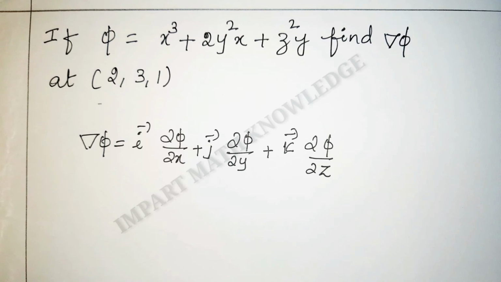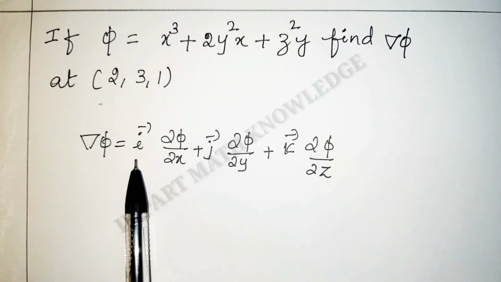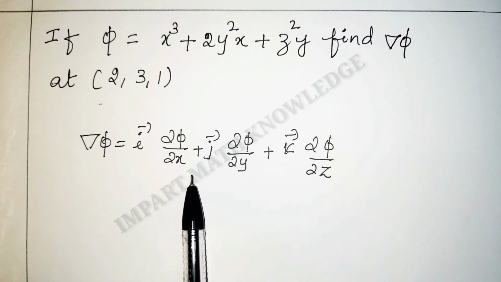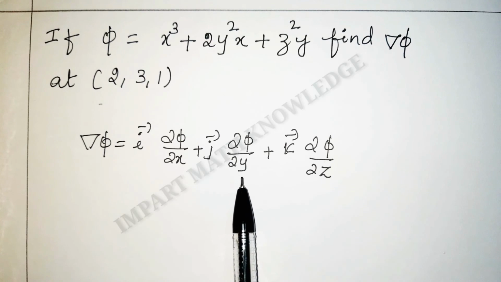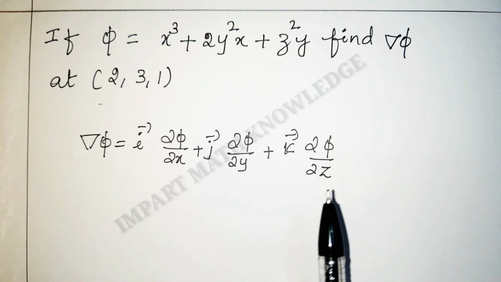If phi is equal to x cube plus 2y square x plus z square y, find del phi at the point 2, 3, 1. Del phi is nothing but i vector dou phi by dou x plus j vector dou phi by dou y plus k vector dou phi by dou z. First you have to differentiate phi partially with respect to x, y and z.